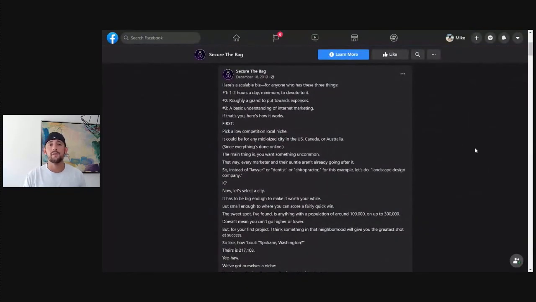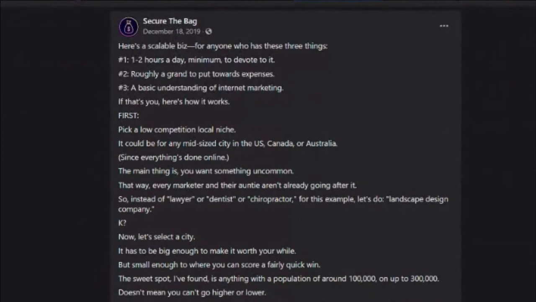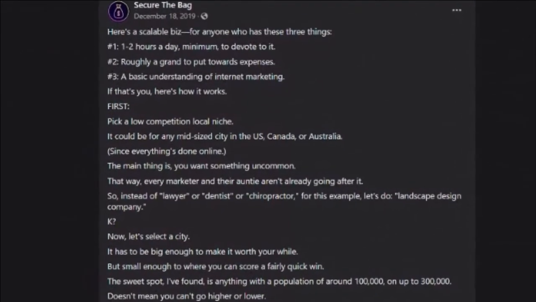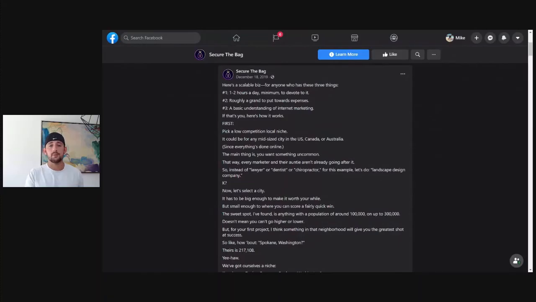So this one starts off, here's a scalable biz for anyone who has these 3 things. So first off, we're talking about a scalable business. That's speaking the language of someone who is looking to grow a business, right? They're looking for a scalable business. So we're speaking the language of that person. We're also opening a loop right now. For anyone who has these 3 things, then they drop the colon. It's like, all right, well, what are these 3 things? Now I want to know more. That first line opens that loop, and now I want to close it.